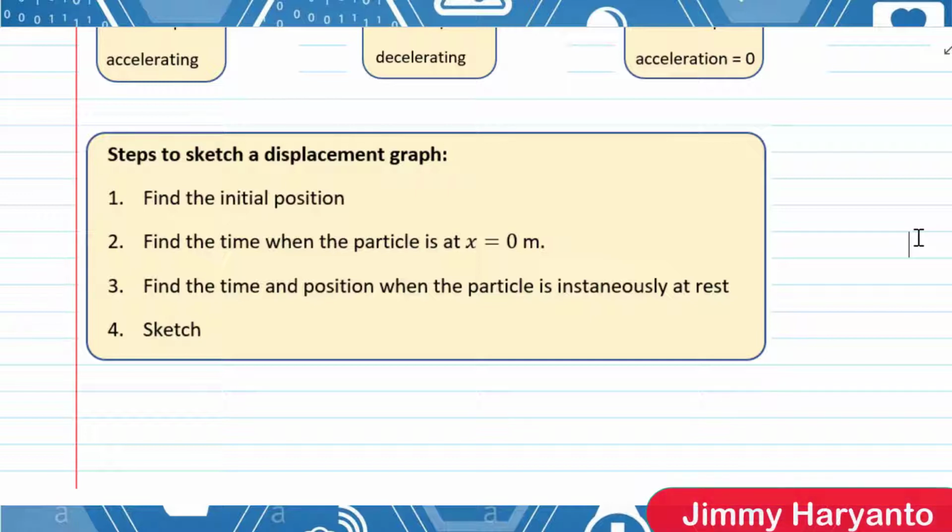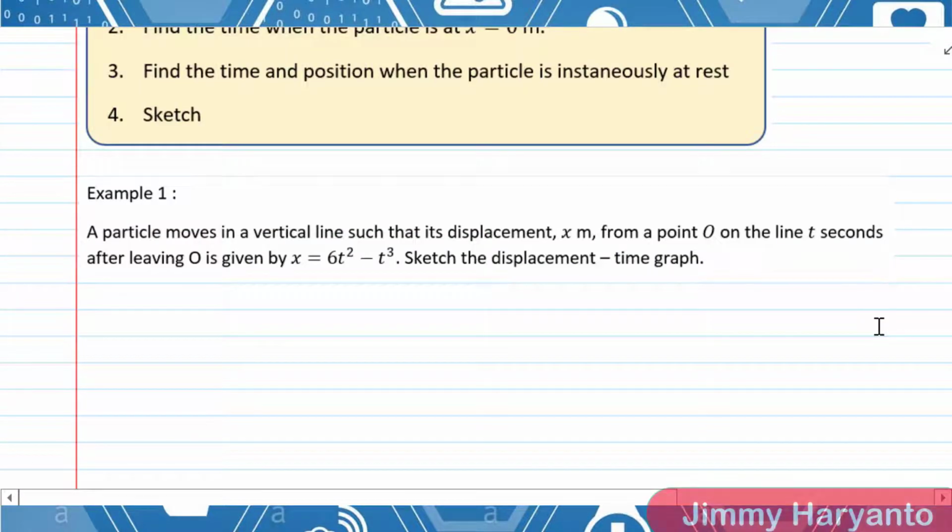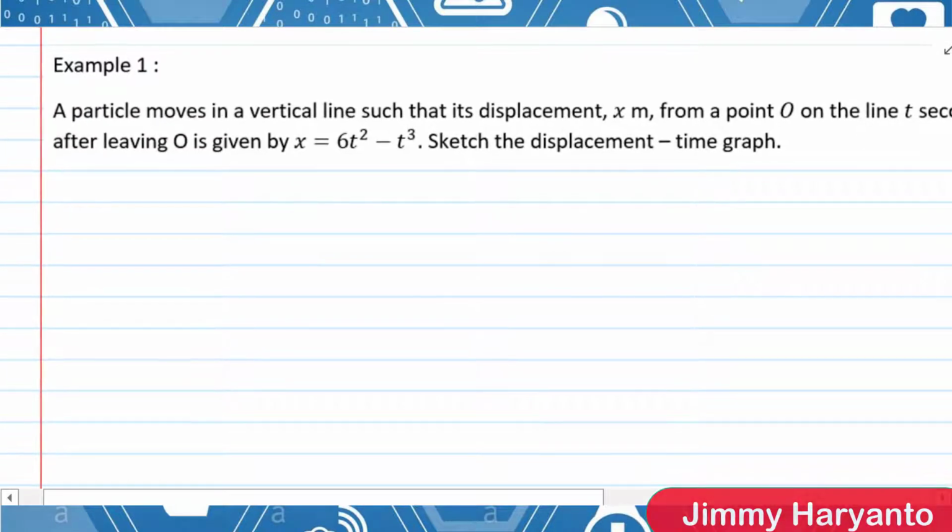Next is sketch. Okay, so for example 1, we have a particle moving in a vertical line so that the displacement x equals 6t² minus t³. Sketch the displacement-time graph. Okay, so first we have to find the initial position. Initial position in a function is the y-intercept, right? It's the same thing.